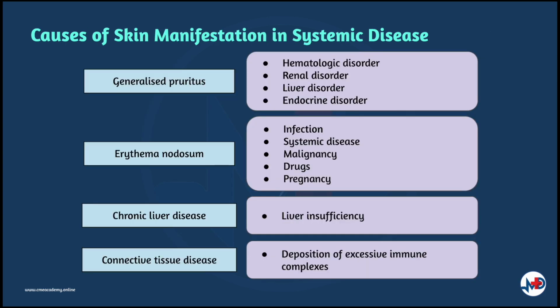Causes of generalized pruritus include hematological disorders such as iron deficiency anemia, myeloproliferative disorders, monoclonal gammopathy, and multiple myeloma, as well as lymphoma. It can be due to renal disorders because of uremia and liver disorders which are associated with cholestasis. Endocrine disorders including hyperthyroidism and hypothyroidism have been found to cause generalized pruritus.